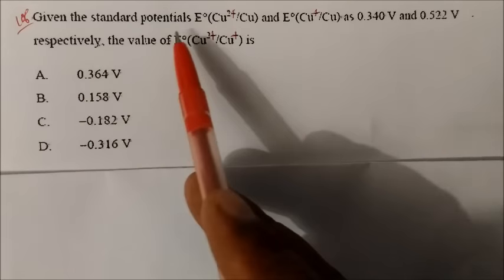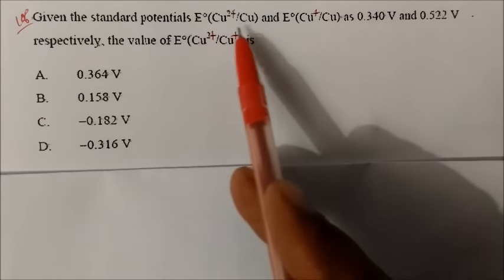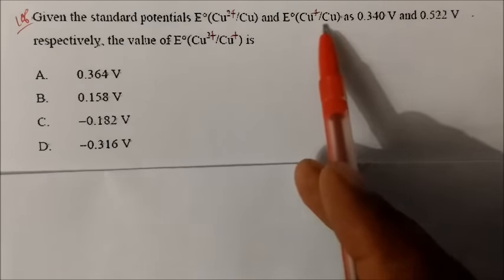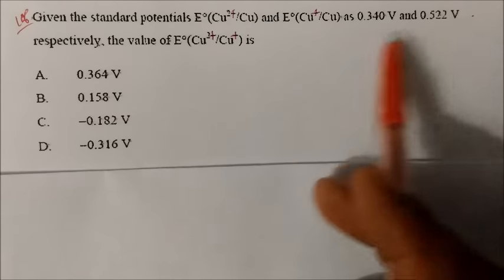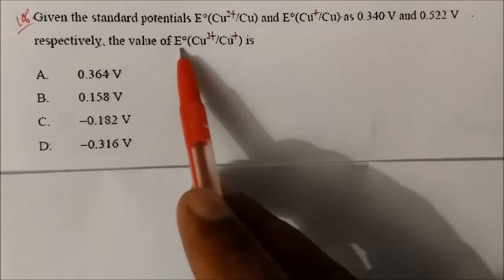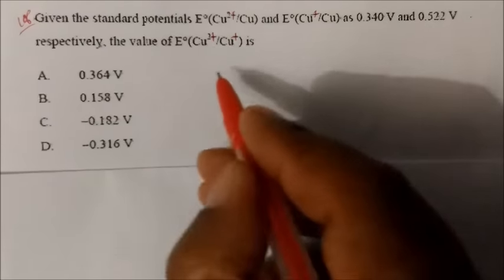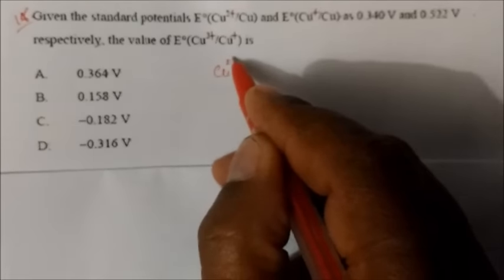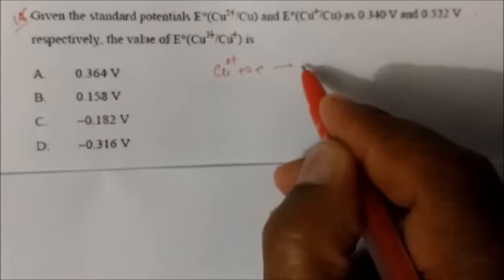106. Given the standard potentials of EMF for Cu2+ to Cu and Cu+ to Cu, given as this much respectively, we have to find out the E naught of this one cell. So let us first write Cu2+; if you take 2 electrons, it will give you copper.